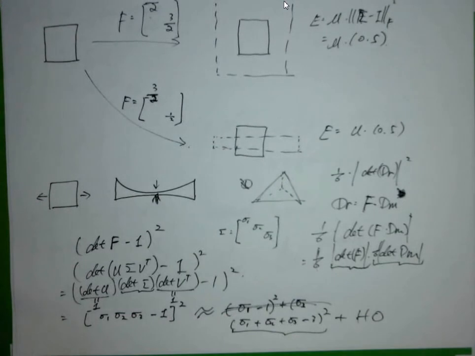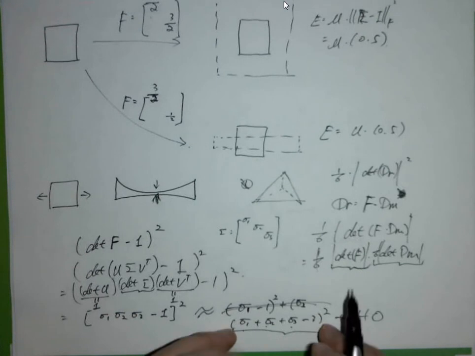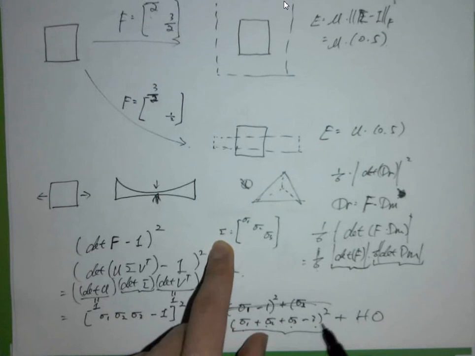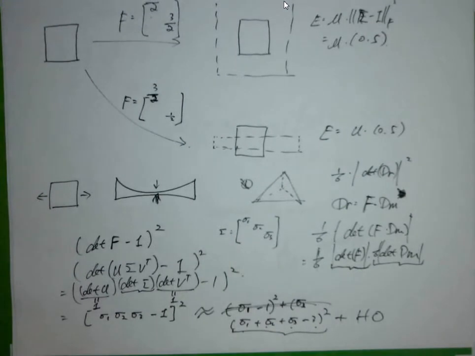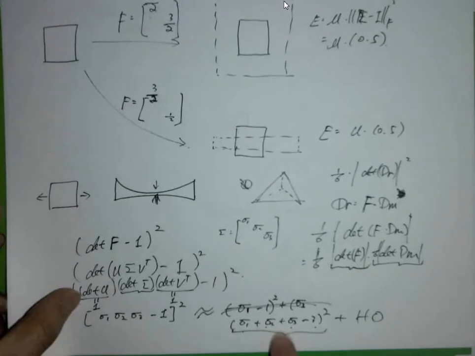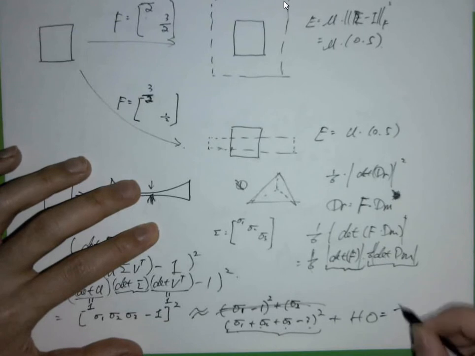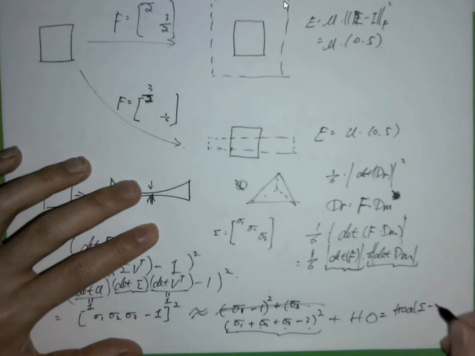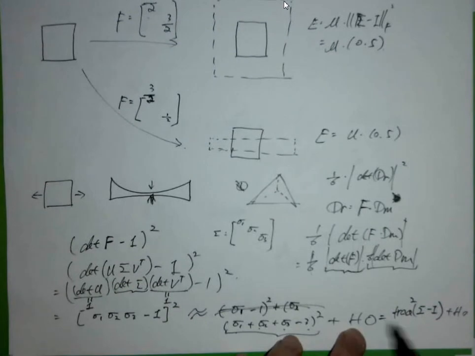And what is this one? Sigma 1 plus sigma 2 plus sigma 3 is the trace of the sigma matrix. And the 3 is the trace of an identity matrix, because if you sum up all the identities, it equals 3. So this can also be written as the trace of (sigma minus identity) squared plus some higher order term. This one's better. It's again a linear term.